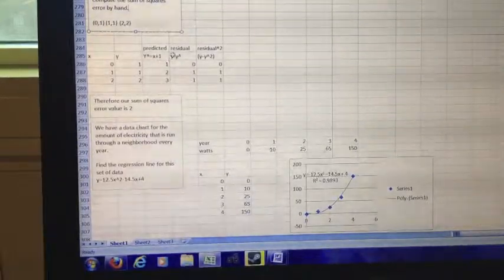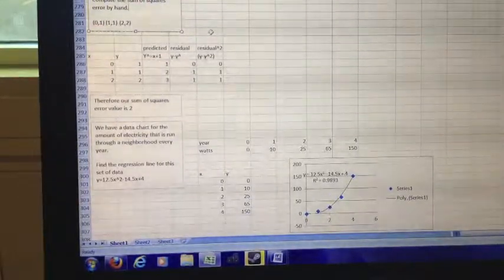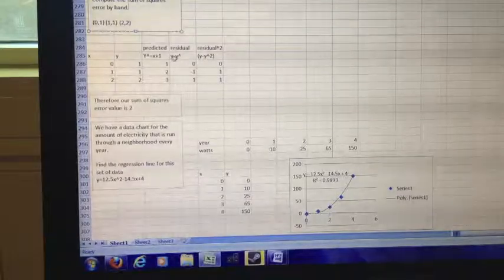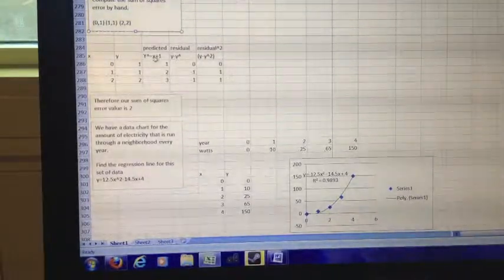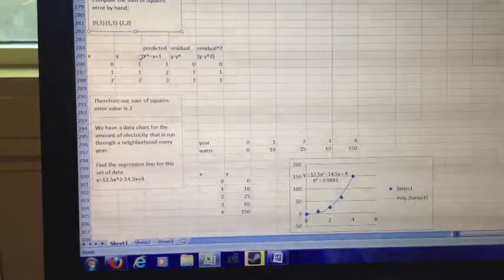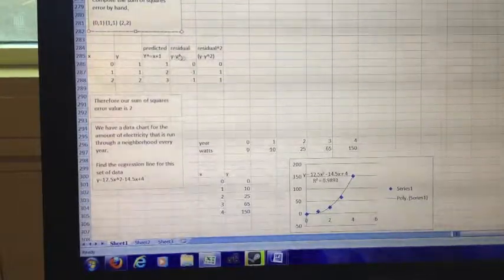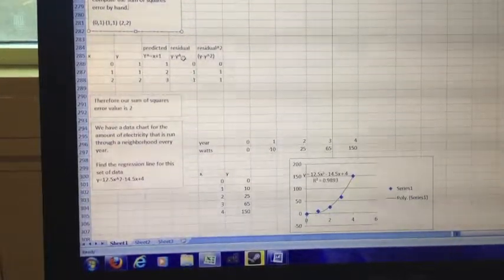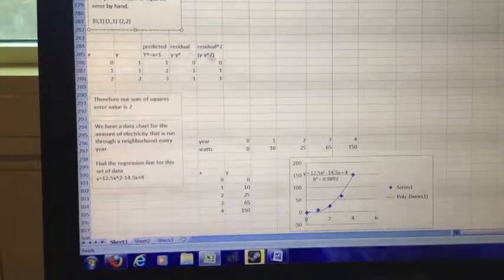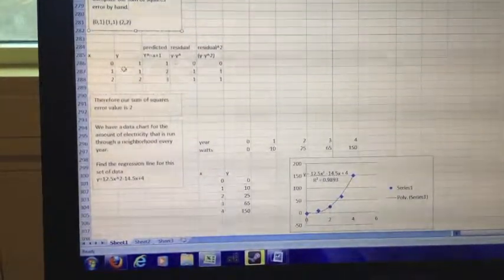The next column is residual, which is you take your y value and you subtract what you just got here, which is called your y hat, from your y value. And then after you get this value, you take it and you square it. So as you can see, that's what we did.